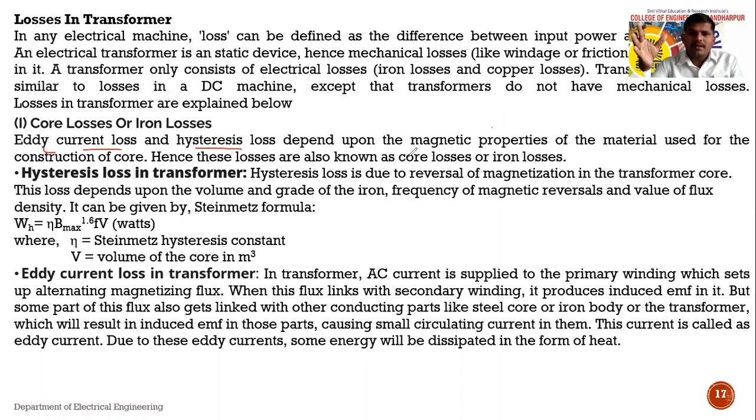No, sir. No change in that property, so this loss occurs as a constant loss, and it does not depend upon the value of load or any other things. This eddy current and hysteresis loss depends upon the magnetic property of the material used for the construction of the core. Hence we can call these types of losses core loss or iron loss, or we can call it a constant loss.